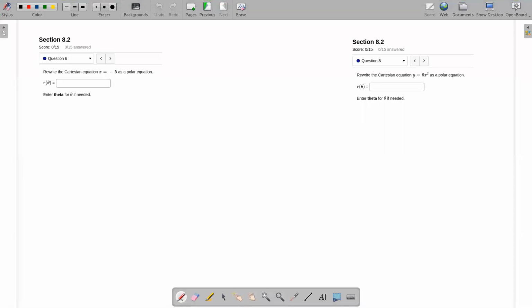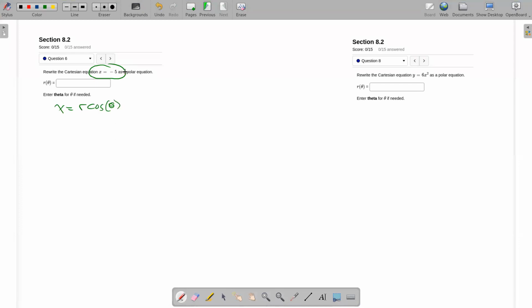So here we want to rewrite Cartesian functions as polar functions. So we got a couple of different versions. So this one right here, I want to get rid of x and instead have r's and thetas. Okay, so how do I get rid of x? Well, thinking back, I remember that x is equal to r cosine of theta.